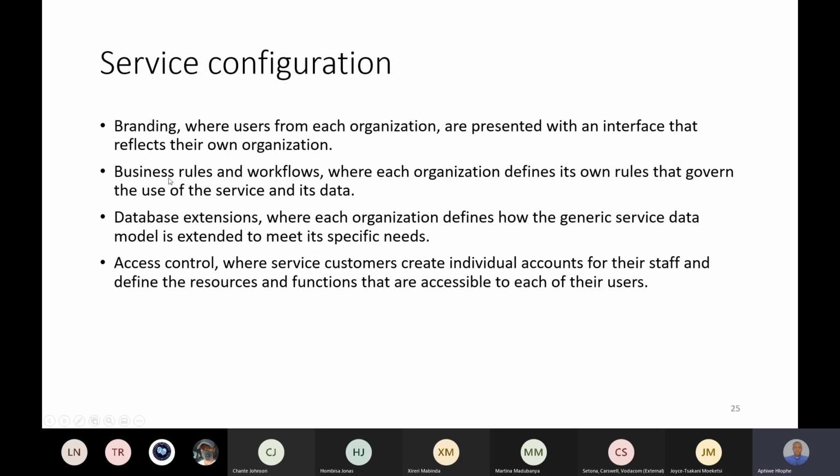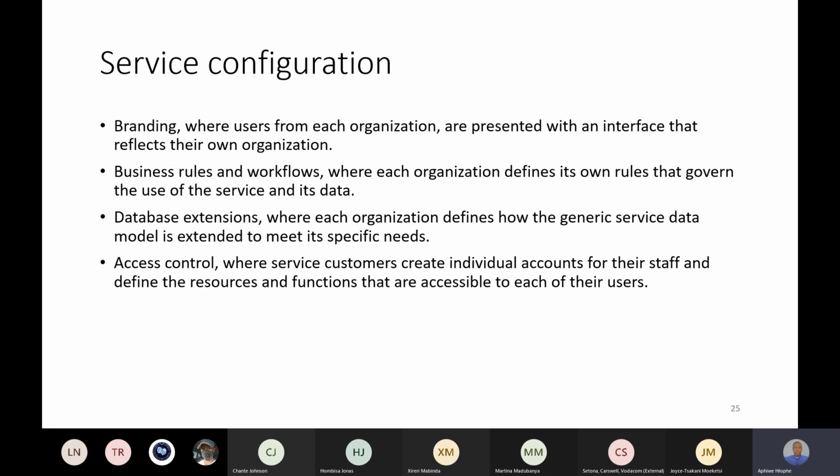Also, business rules and workflows, okay? Even companies that are in the same industry have their own unique set of business rules of what customers can and cannot do and what employees should do when carrying out a service. So how do you take this generic solution, software as a service, and make it speak to your business rules?